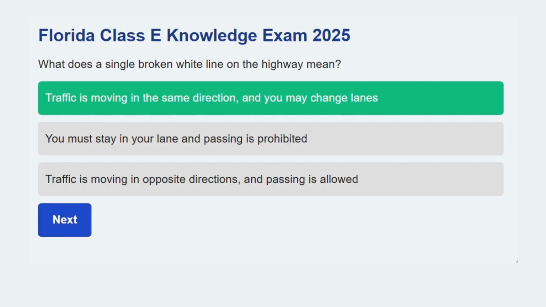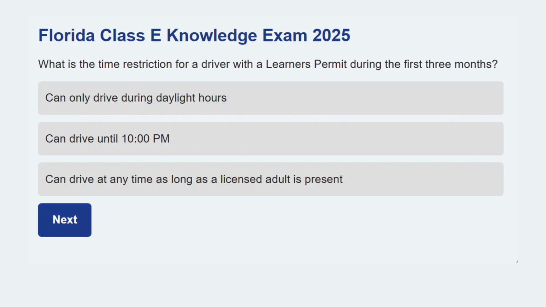Let's see the final question. What is the time restriction for a driver with a learner's permit during the first 3 months? Can only drive during daylight hours. New permit holders are restricted to daylight driving for the initial period.